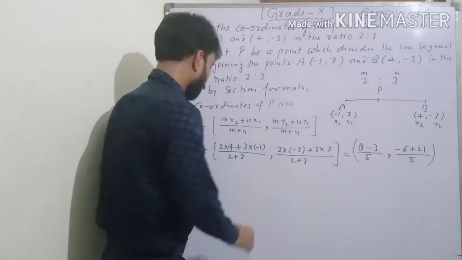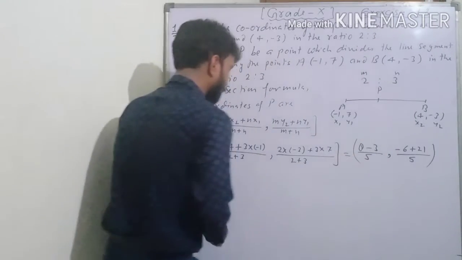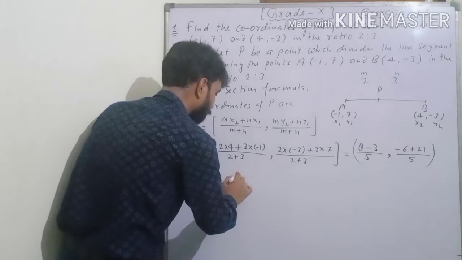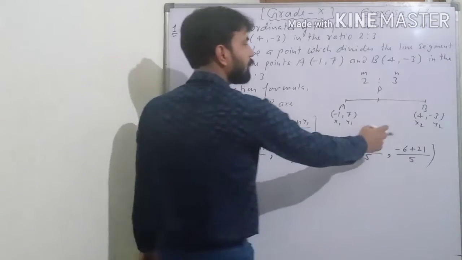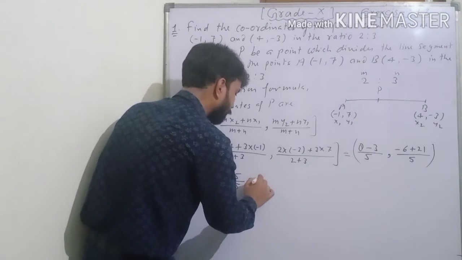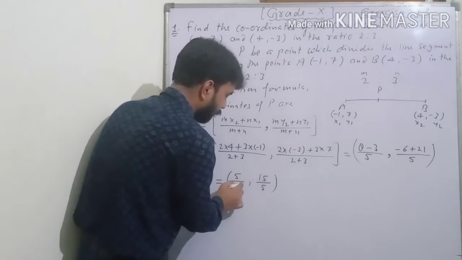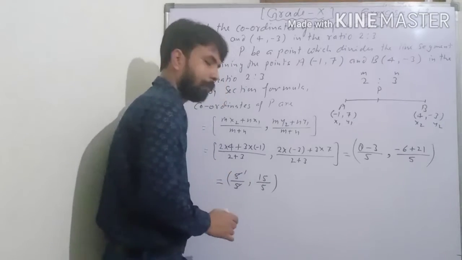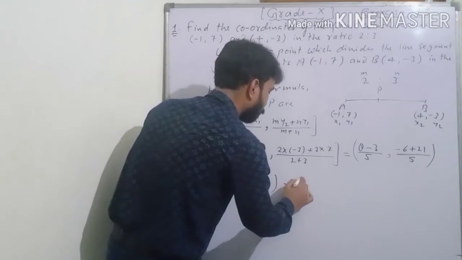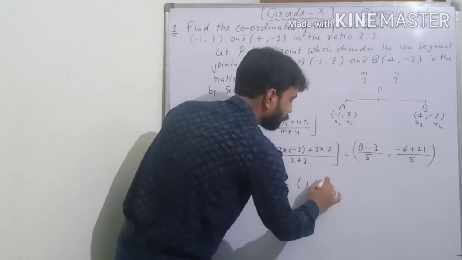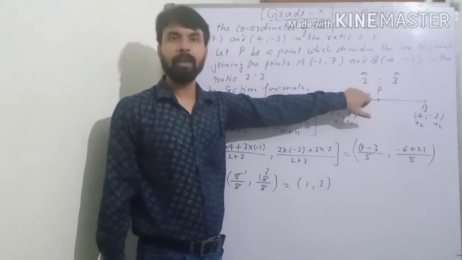Clear? Now the coordinates of P will be 8 minus 3 is 5 upon 5. Second, -6 plus 21, that is 15 upon 5. Now see, 5 and 5 cancel, 5 ones are 5, and 15 and 5 also cancel, 5 threes are 15. So the point will be 1, 3. So these are the coordinates of point P. Understood?